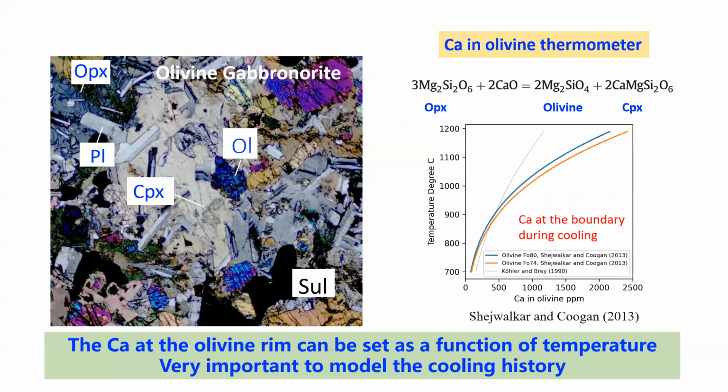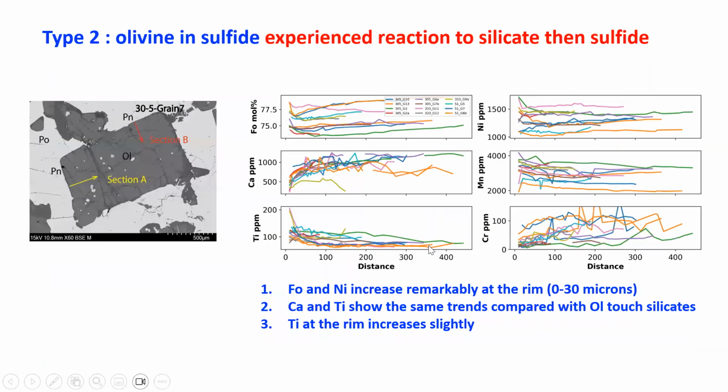What is happening here is the reaction between orthopyroxene and calcium in the melt, and olivine and CPX. This reaction is very dependent on temperature. This is a calculation of the calcium in olivine against temperature. This is very important, because if the calcium in olivine is temperature dependent, we can use the calcium at the rim to define the boundary condition when doing the diffusion modeling. This would be very helpful to get the cooling history of the intrusion.